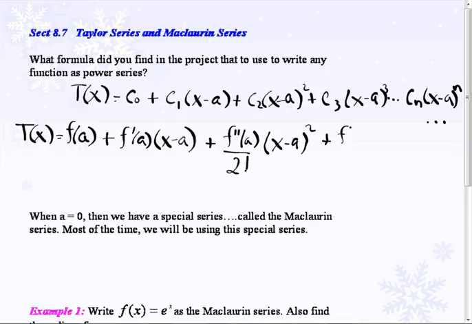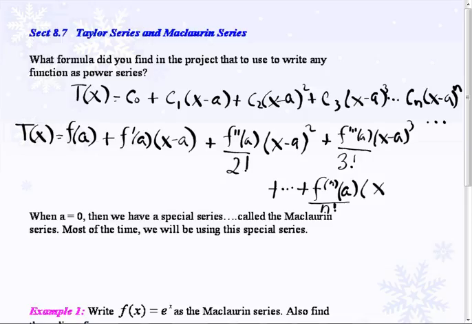Plus f triple prime of a. Justin, what's the denominator? 3 factorial. Okay. Shh. What's the nth term? Matt, what's the nth term? It's the nth derivative at a over n factorial, and it's x minus a to the nth. That goes forever. An infinite series.